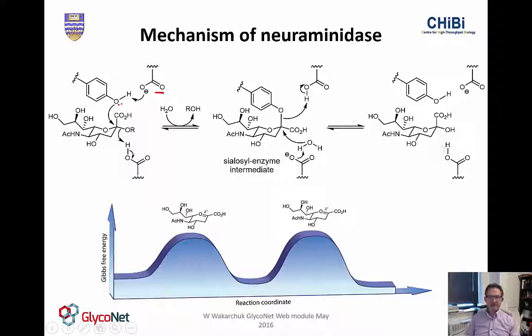The intermediate for this reaction is shown down here, and this is an oxocarbenium ion-like intermediate, so it has a partial positive charge here, and this intermediate then is the same for both steps of this reaction.